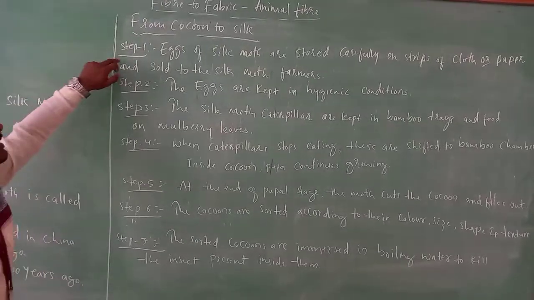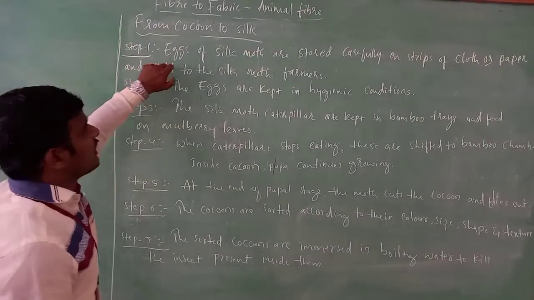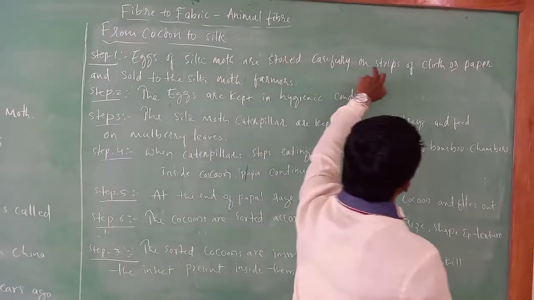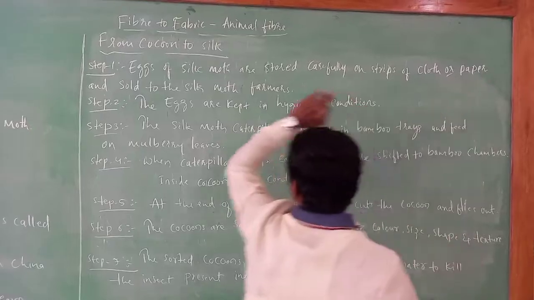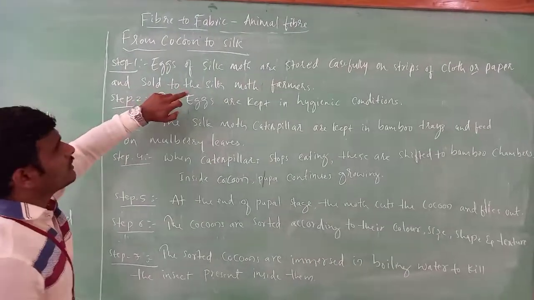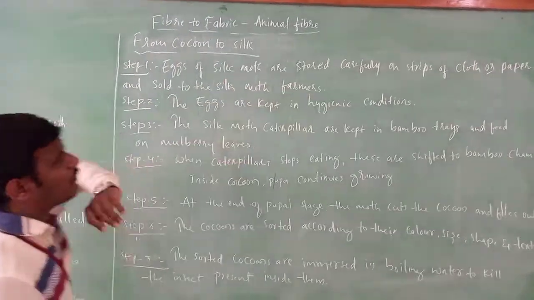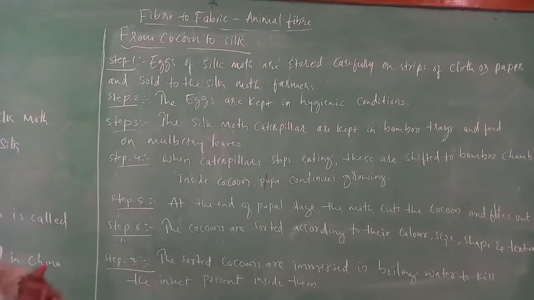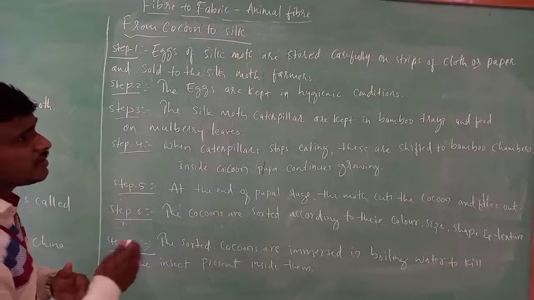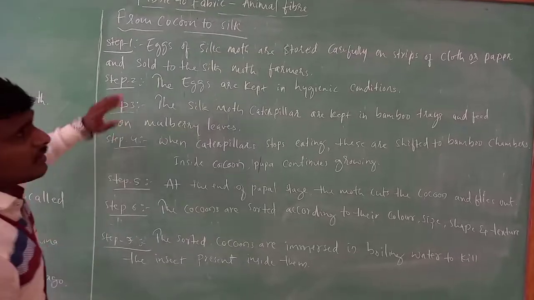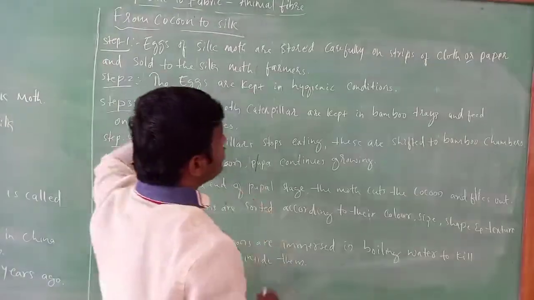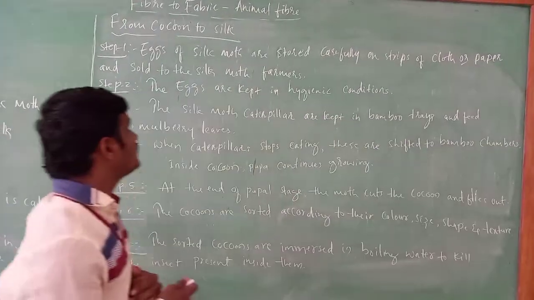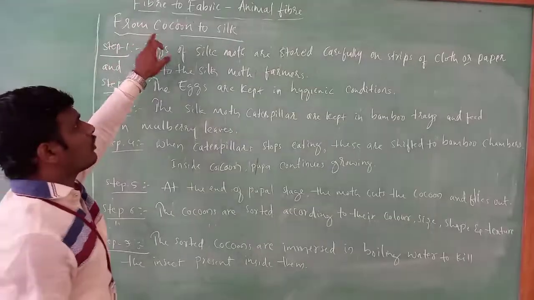So first step is, eggs of silk moth are stored carefully on the strips of cloth or paper and sold to the silk moth farmer. So here we are going to store the eggs of the silk moth. Those are sold to the farmer, right? Those stored eggs are kept in a strip of cloth or a paper. So this is the first step to get from cocoon to silk.